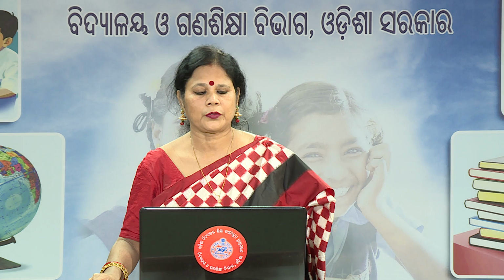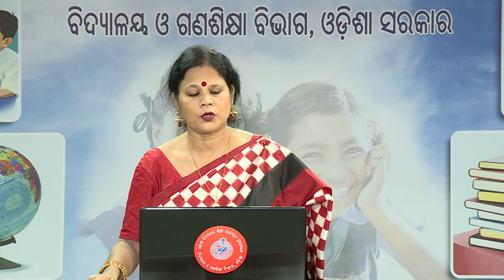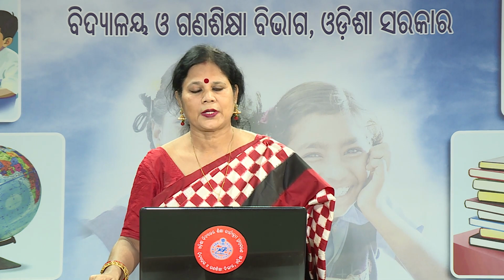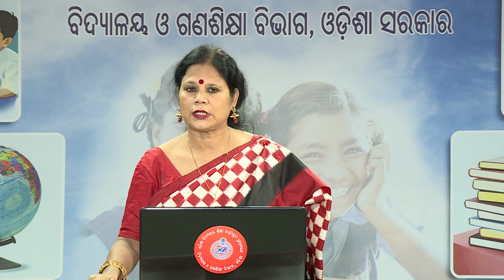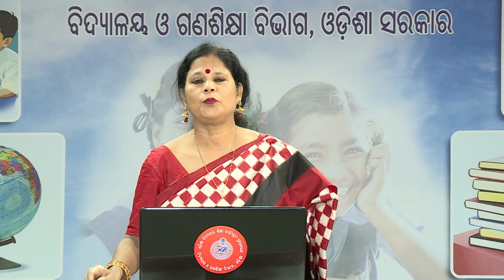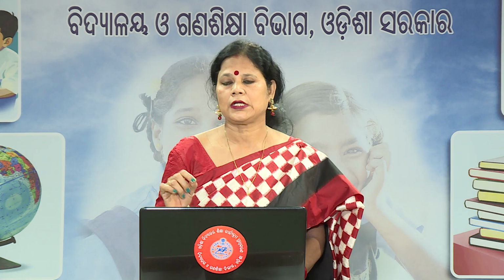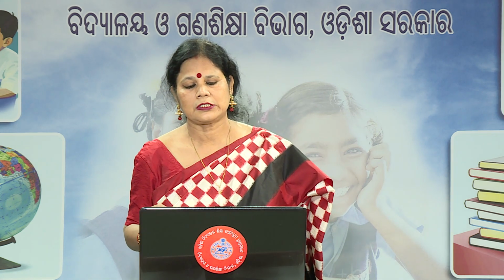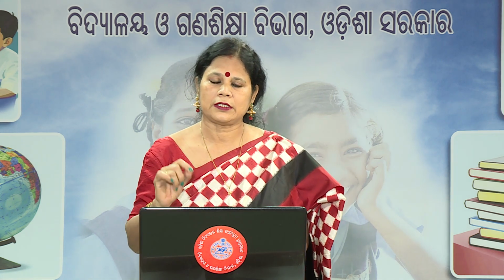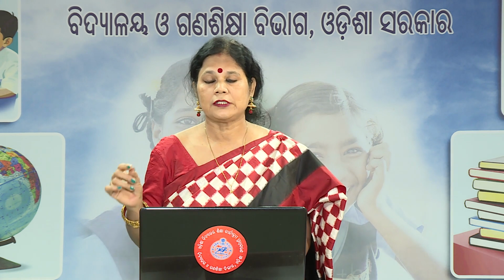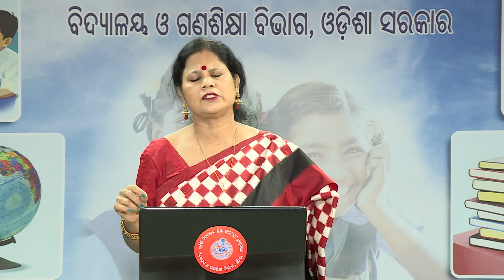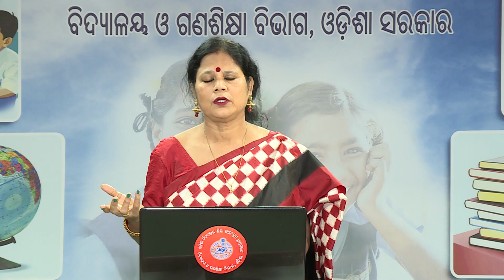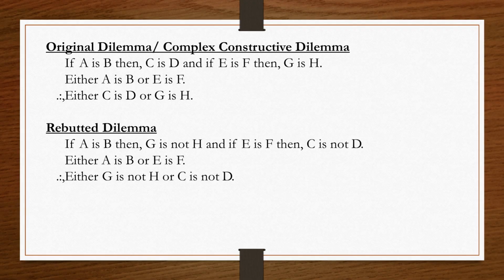Now what will we do? We have two consequents, C is D and G is H. Now we will put a sign not in the consequent. C is D, we will say C is not D. Then G is H, we will say G is not H. So here we introduce a negative sign into the consequent.